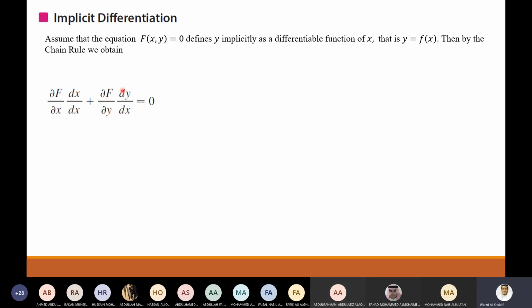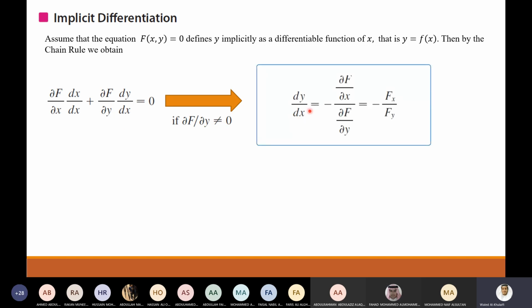I want dy by dx. How do I do that? Move this term to the other side and divide by this one. But when you divide by this, make sure that it is not equal to 0. So this is what you have: dy by dx is equal to minus partial f by partial x over partial f by partial y, or simply minus fx over fy. So this is a way to find the derivative, or to find implicit differentiation, using partial derivatives.